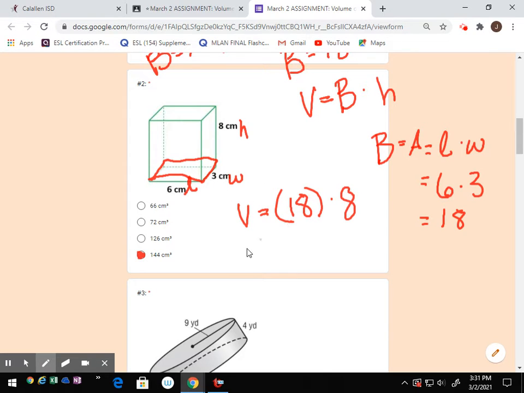Also remember, when we're talking about volume, our units are cubed. For volume, our units are cubed. For area, our units are squared. All right, so that's just a little reminder. We're going to jump forward to question number 5.